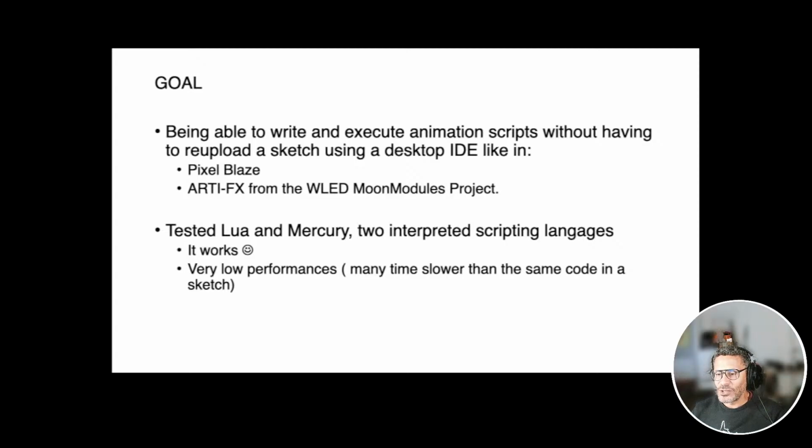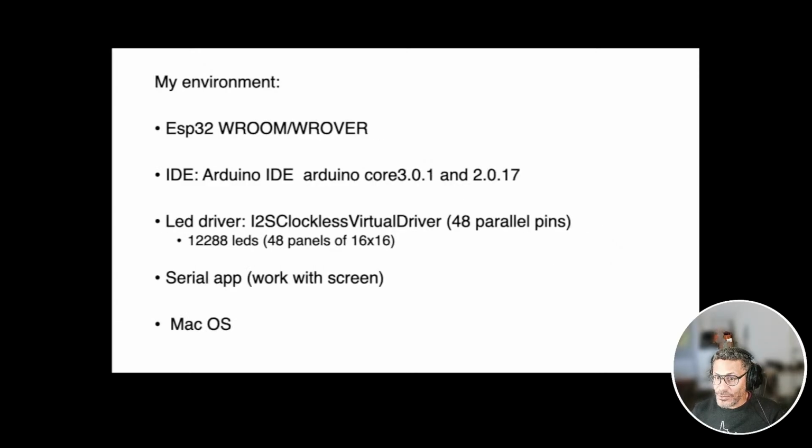the stream, I was talking about Lua and Mercury, two interpreted scripting languages that I was able to implement quite easily. It works naturally on the ESP32, but it has very low performance. It's many times slower than writing code in the Arduino IDE: 10 times slower for Mercury and 40 times slower for Lua, but it's fully interpreted. The environment I was developing for is an ESP32 WROOM and a Rover also, which has more RAM, which we're going to discuss later on.